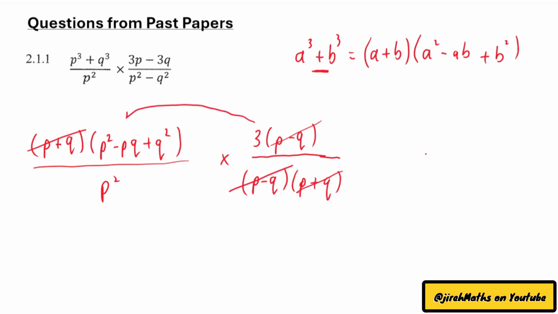so we just have 3 times this bracket. We can write the 3 first. So it's 3 into p squared minus pq plus q squared all over p squared. And that's your final answer because you cannot simplify further.